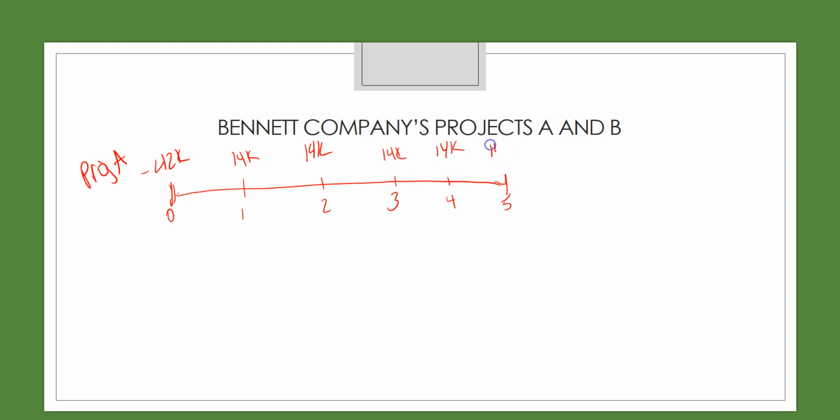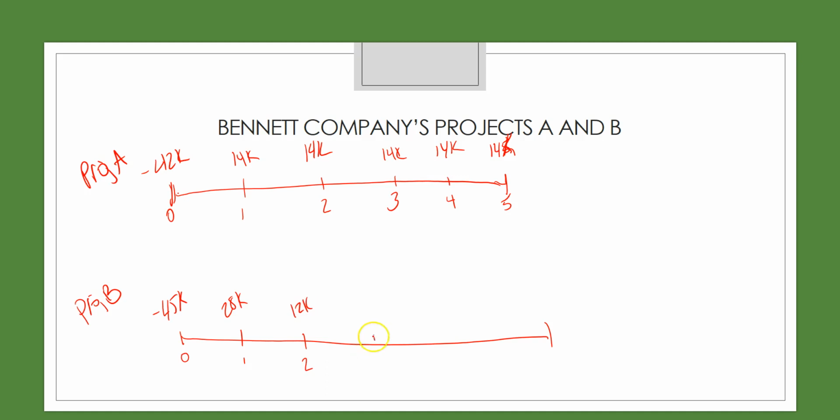And now let's do the same thing for Project B. Let's put it on a timeline. Time period 0 is going to cost us $45,000. So it's going to cost an extra $3,000 to participate with, or to accept, Project B. At year 1, we're going to receive $28,000. Year 2 was $12,000, and for the remainder it's $10,000.